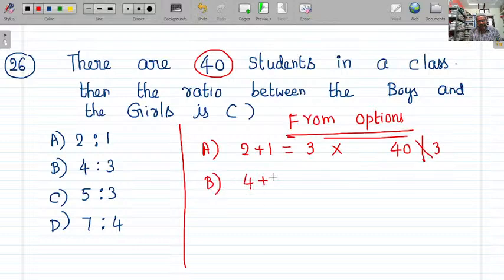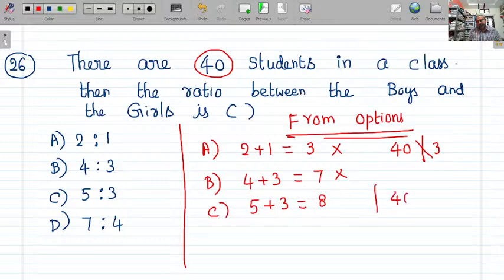4 plus 3 is 7 parts. 40 is not a multiple of 7, so this cannot be 4 is to 3. So this has been eliminated. Go to C. 5 plus 3, total parts is 8. Yes.